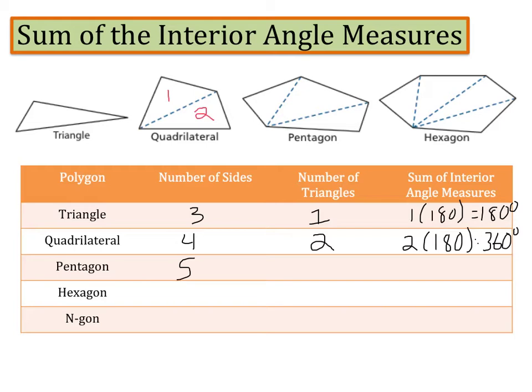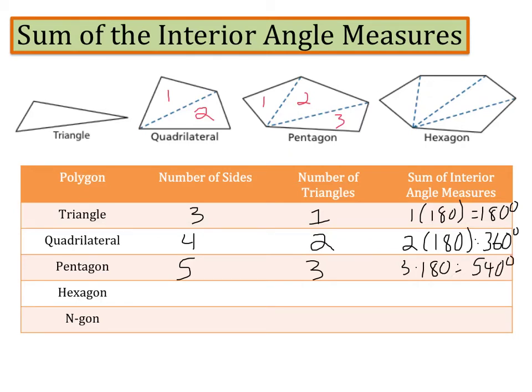A pentagon has 5 sides, and if you draw diagonals through that, you see we have 1, 2, 3 triangles. So there are 3 triangles in a pentagon, so you just multiply 3 times 180, and that gives you 540.